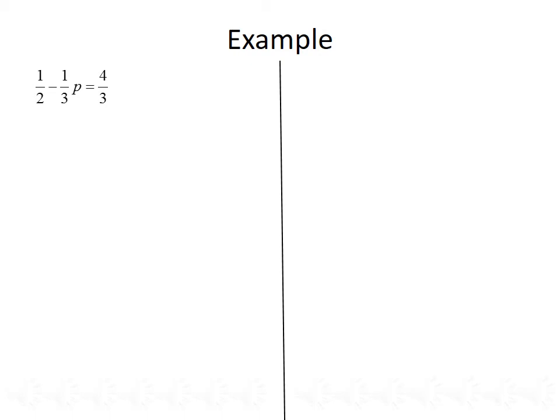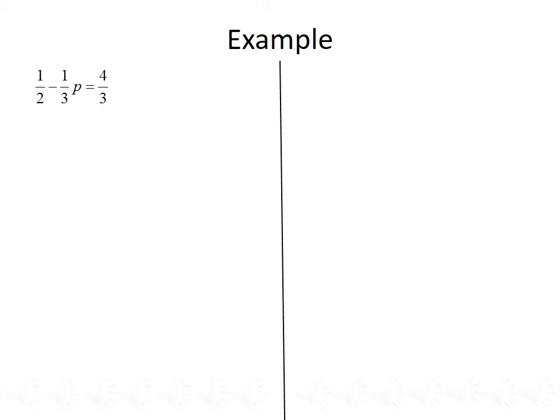Let's do an example. We have the equation 1/2 minus 1/3 p is equal to 4/3. We want to solve this equation for p. So if we go through the steps listed on the previous slide, the first step is to note any restrictions on the variable. We don't have any variables in denominators, so there are no restrictions for this problem. p could be any real number.